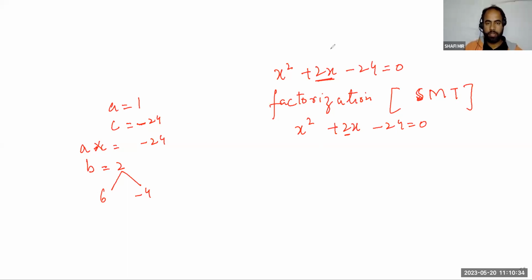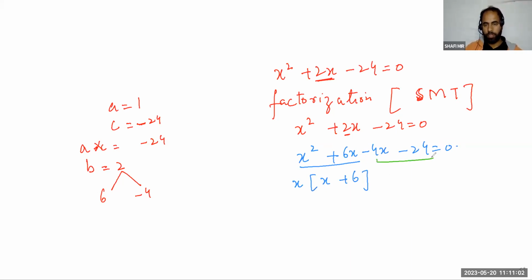Let me change the color. Okay. So I can write x square, this 2x can now be written as 6x minus 4x minus 24 equal to 0. Got it? Now, from these two terms, take x common. Let me change the color again. And from these two terms, take minus 4 common. What is left inside? x plus 6 equal to 0.